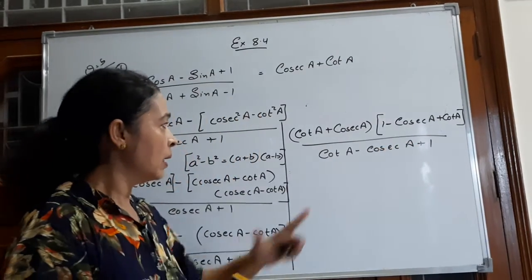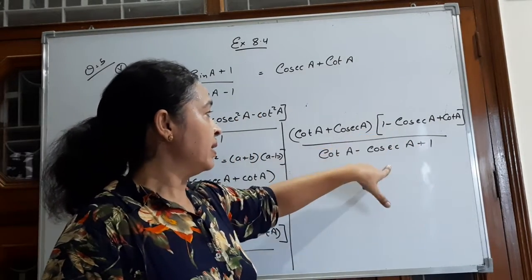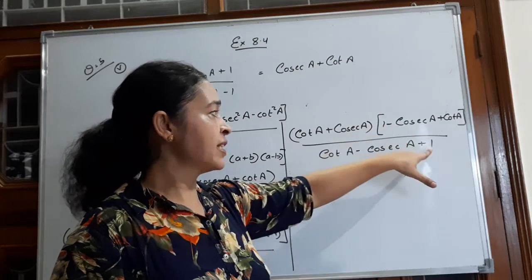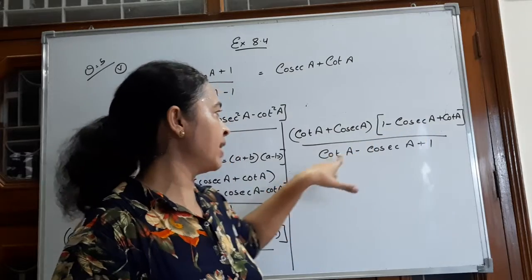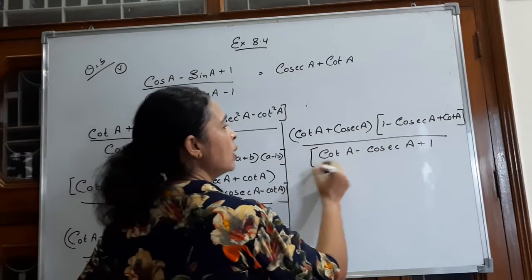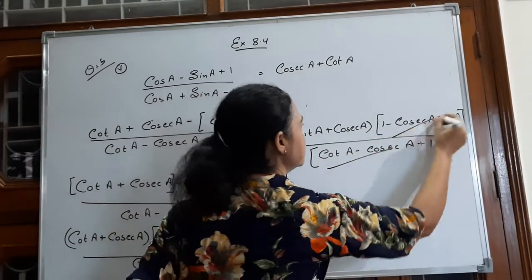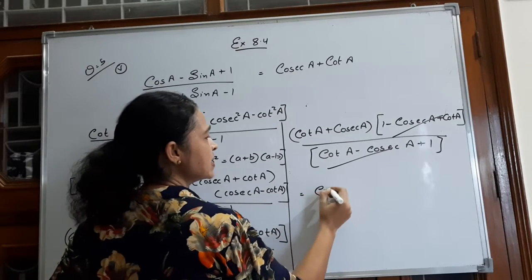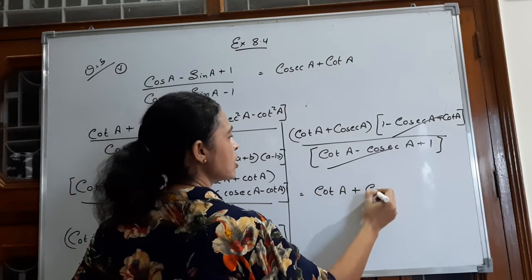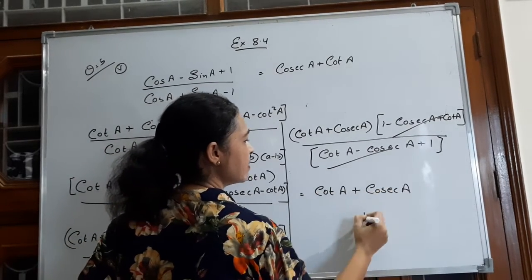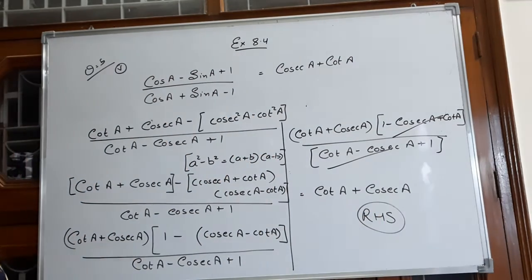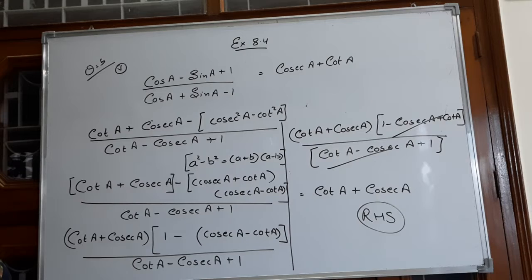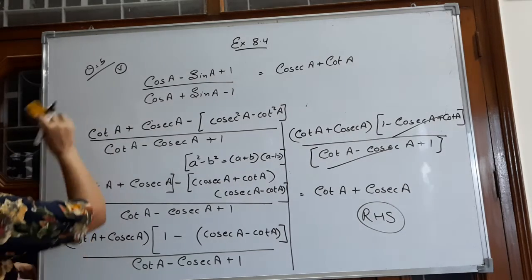Now students, look at these two terms, one positive, positive, minus cosec A plus cot A, the whole term gets cancelled. What is left with us? Cot A plus cosec A, which is our right hand side. Hope it is clear. Pause the video and note it down. Let's do one more question similar to it.